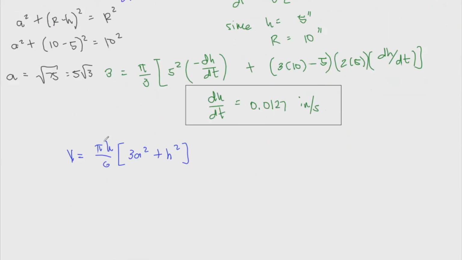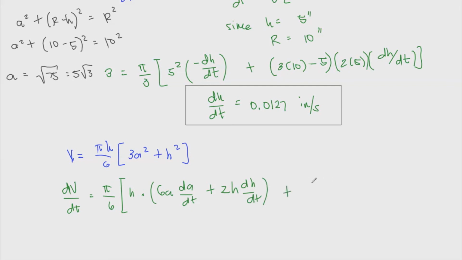Now the next problem would be that if we implicitly differentiate this expression, we know that this is dV over dt, and then we factor out the constant pi over 6, and then we apply the product rule. We know that this will be h times 6a dA over dt plus 2h dH over dt, and then we add, because it's a product rule, 3a squared plus h squared, and then we have dH over dt, because that's the h we have there.